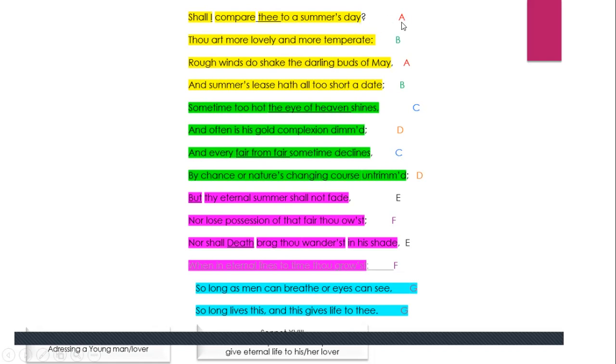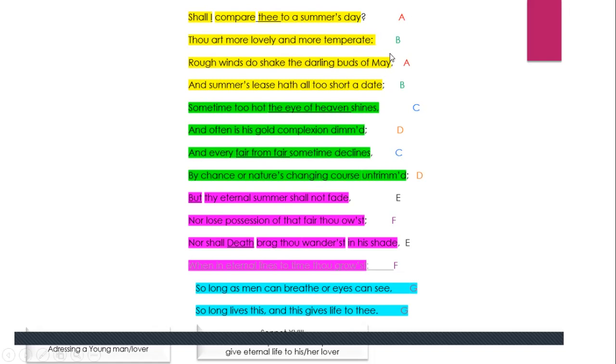So we are going to assign the sound A, because it's the first letter of the alphabet. Then the second sentence doesn't end with the same rhyming sound. So we are going to use a different letter, B, because that's the one that follows. It's temperate, and this is day, temperate.